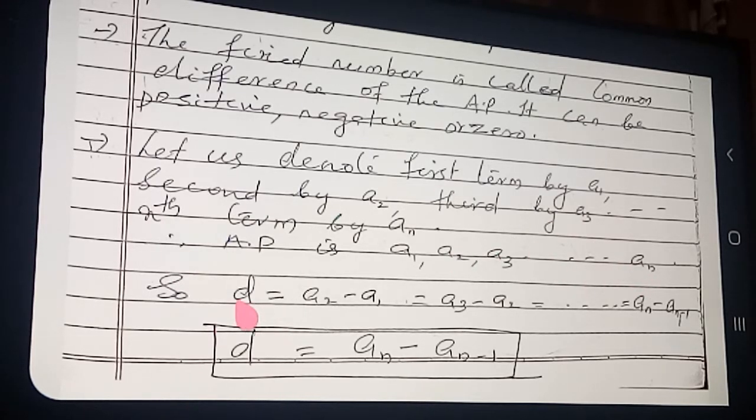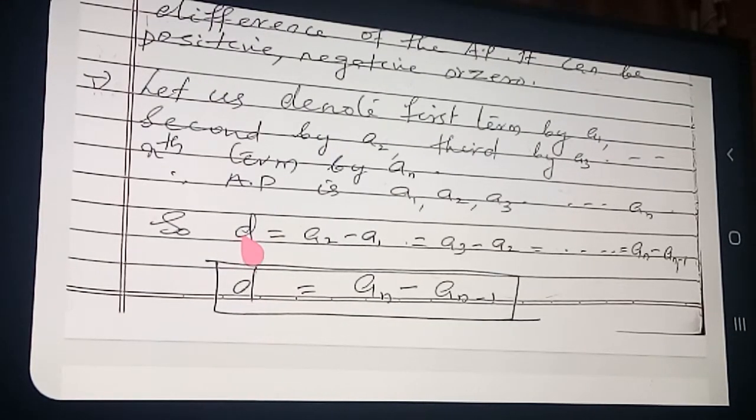Therefore, the common difference D, how do we get it? A2, the second term, minus the first term, A2 minus A1, or A3 minus A2, or A4 minus A3. Therefore, the common difference D is equal to A2 minus A1, or A3 minus A2, or A4 minus A3, etc., or An minus its previous term. See here, n suffix came, so what will be its previous term? An minus 1. Don't make any confusion here.